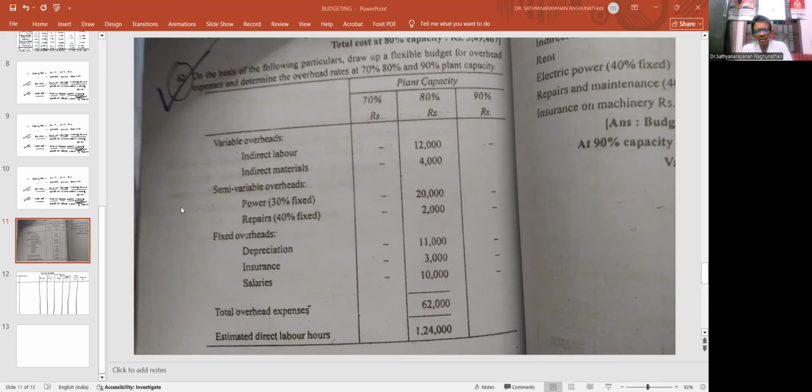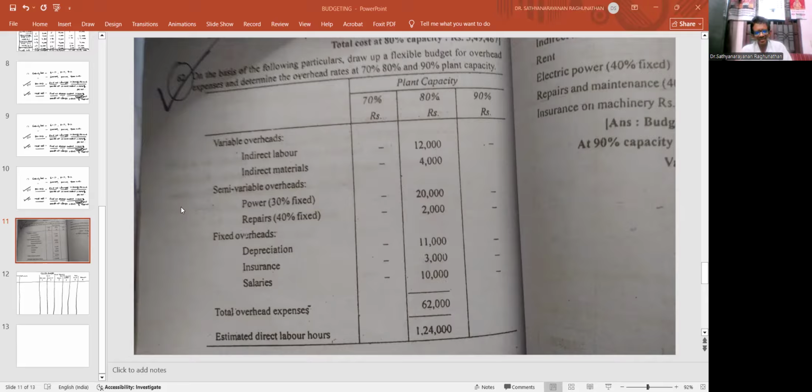Fine. Now, all of you please take a screenshot of this particular question. On the basis of the following particulars, draw up a flexible budget for overhead expenses and determine the overhead rates at 70%, 80%, and 90% plant capacity. So totally there are three levels of plant capacity: 70%, 80%, and 90%. Here, in the question, they have given the information pertaining to the 80% plant capacity, but they haven't given any information pertaining to the 70% and 90% capacity. So we have to find out.